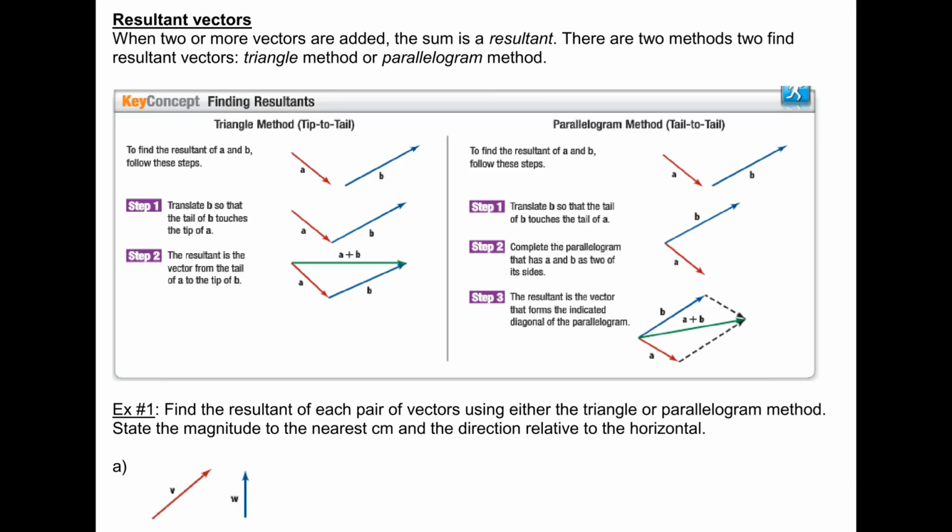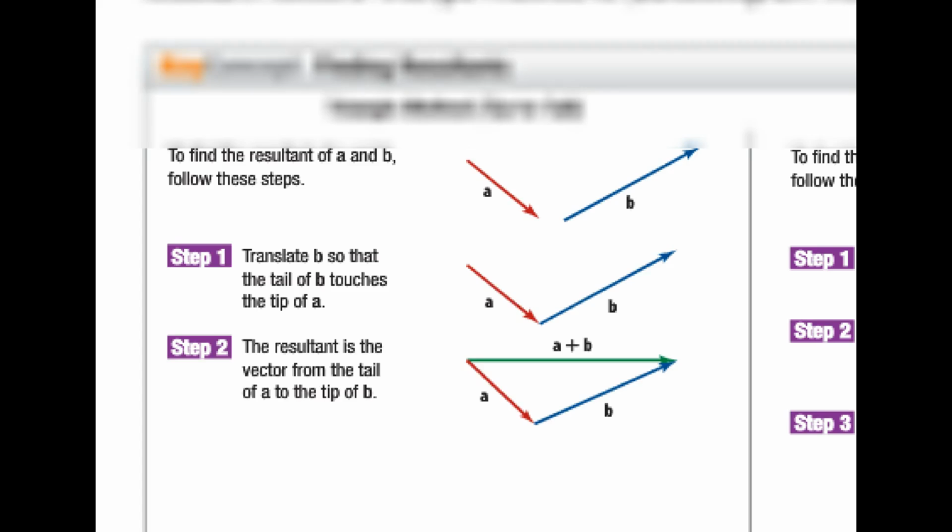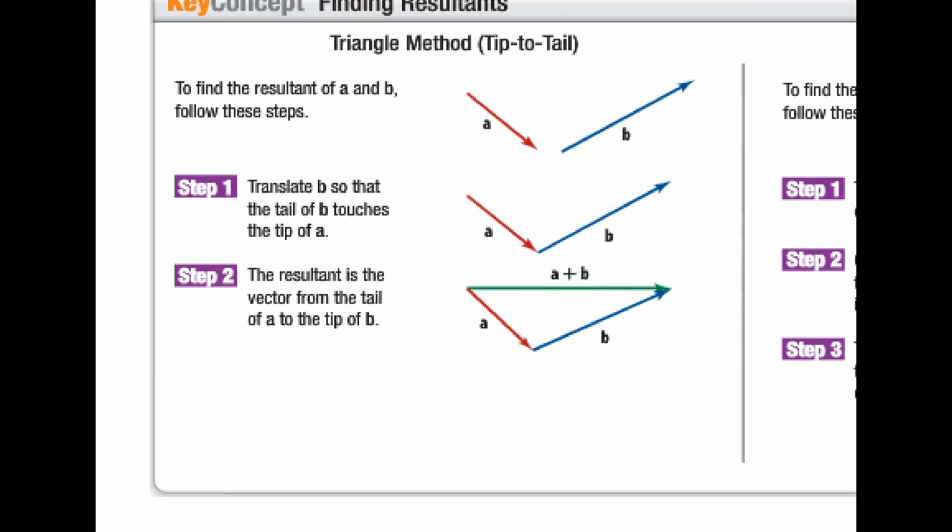All right, so triangle method. This is what I was talking about earlier. Why did I talk about the tip of a vector and the tail of a vector? Because when you add them, you do tip to tail. So if I have A plus B, I literally put the arrow tip to the tail of your second vector. Cool. And then guess what? The resultant is the vector from the tail of A to the tip of B. So the resultant will be this guy.